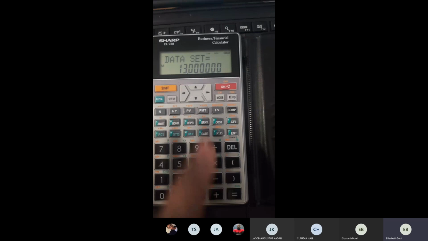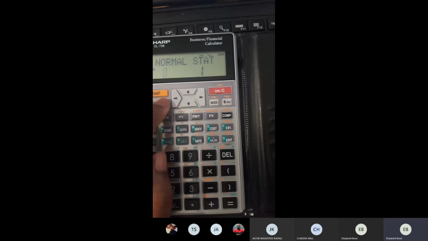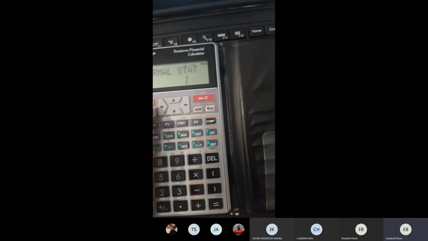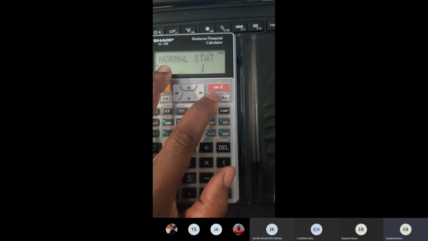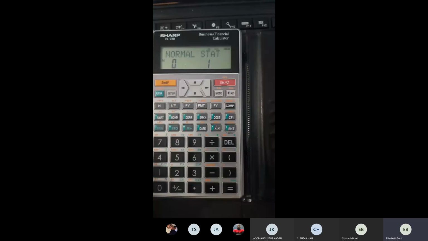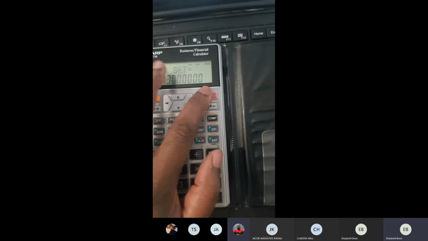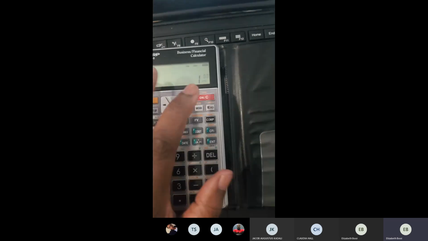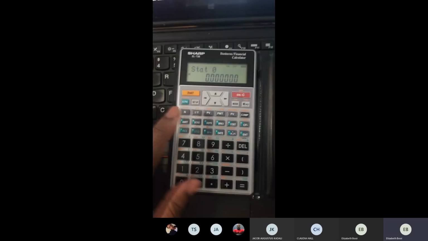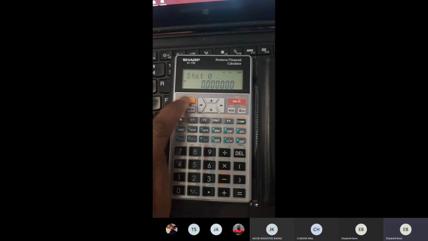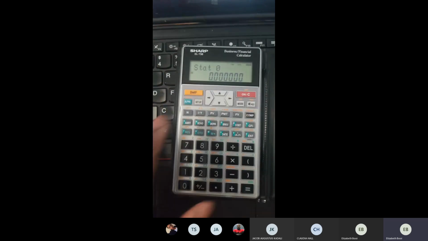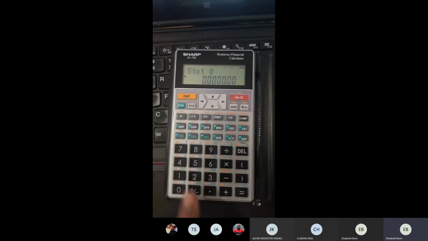Oh, it says data set 13. I should be on data set 1. So I can see that I've made a mistake. I can clear it by pressing second function and then the mode button. To clear your calculator, you press second function, and then you press the mode button. It will clear your calculator. So I'll do that again.